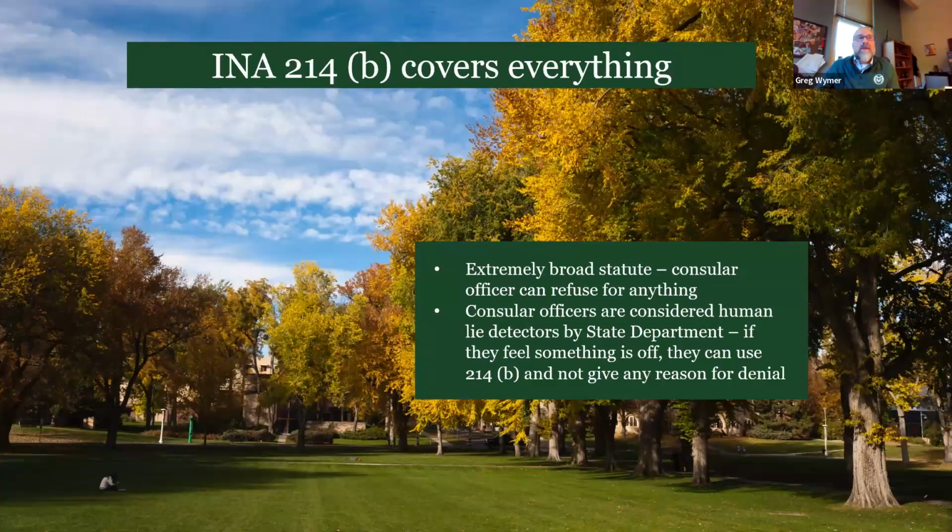All right, so this is what I was talking about, INA 214(b), and it covers everything. It's an extremely broad statute, and the consular officer can refuse for anything. Consular officers are considered to be human lie detectors by the State Department. So if they feel something's off, they can just use this huge statute of 214(b) and not give any reason for the denial. This is why it's extremely important to be honest, genuine, and really just represent yourself as who you are. As I mentioned before, they have notes from previous interviews, so anything that does not match, they will actually deny.